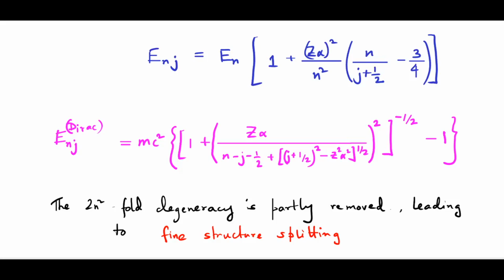At the end of the day, the important result is that while we started with a 2n square fold degenerate level, En, we now have a lower degree of degeneracy. This degeneracy has been partially lifted. Of course, states with the same n and j still have the same energy, but since the given n can correspond to several different values of j going all the way from j equal to half to j equal to n minus half, there are distinct energy levels available now.